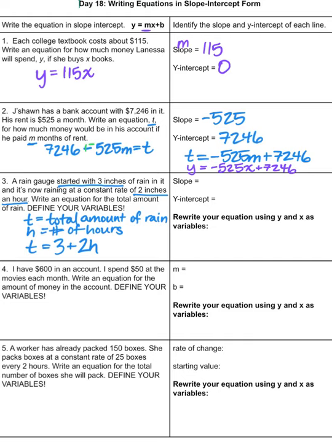I want to convert it into my slope-intercept form, but first let me identify my slope and my y-intercept. So my y-intercept is the starting amount. That was 3.